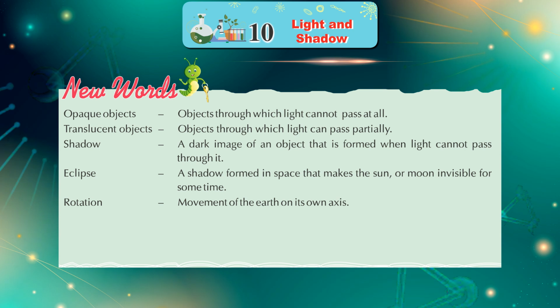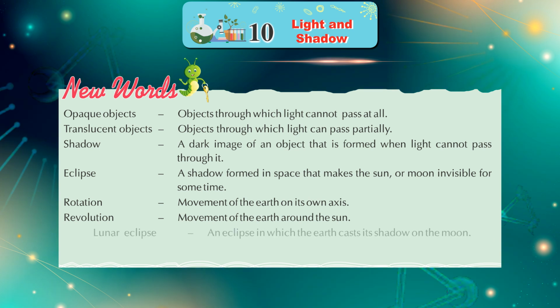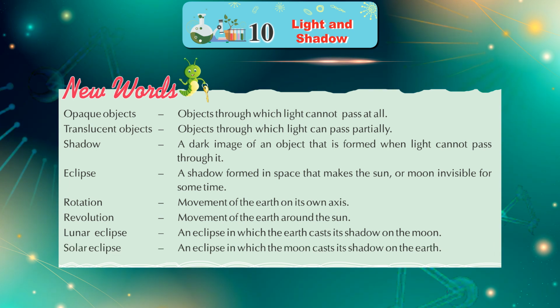Rotation. Movement of the earth on its own axis. Revolution. Movement of earth around the sun. Lunar eclipse. An eclipse in which the earth casts its shadow on the moon. Solar eclipse. An eclipse in which the moon casts its shadow on the earth.